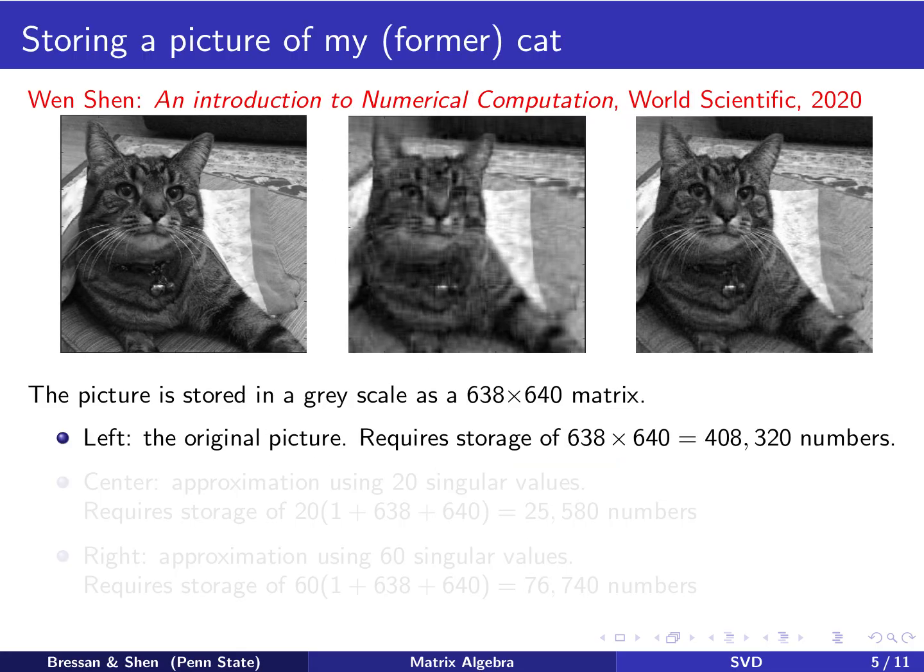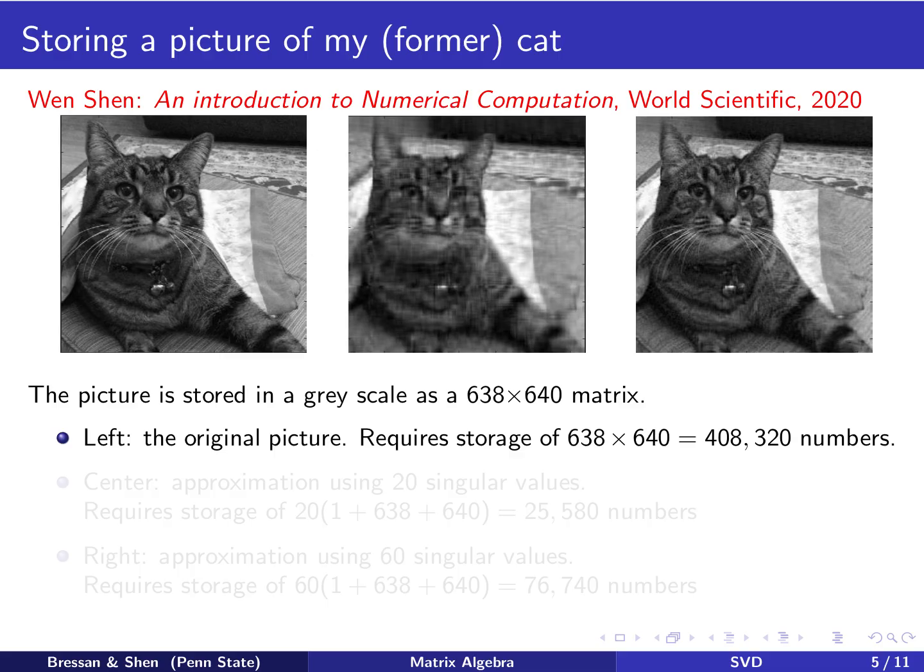Let's take an example of an image. I just want to mention that this is an image taken from a textbook written by me, An Introduction to Numerical Computation, published by World Scientific in 2020. The image is my former cat, and she is a black and gray tabby with stripes and patterns. Okay, so let's look at the detail of what we do.